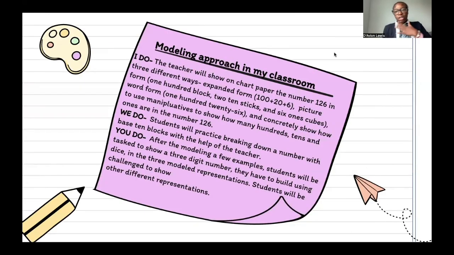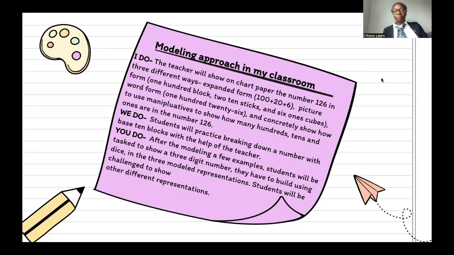So for the modeling approach in my classroom, I showed on chart paper the number 126 in three different ways: expanded form, picture form, and word form. Then I concretely showed how to use manipulatives to show how many hundreds, tens, and ones are in the number 126. For the we do, students practiced breaking down a number with base 10 blocks with my help. They also showed the number on their whiteboards in expanded form and in word form.